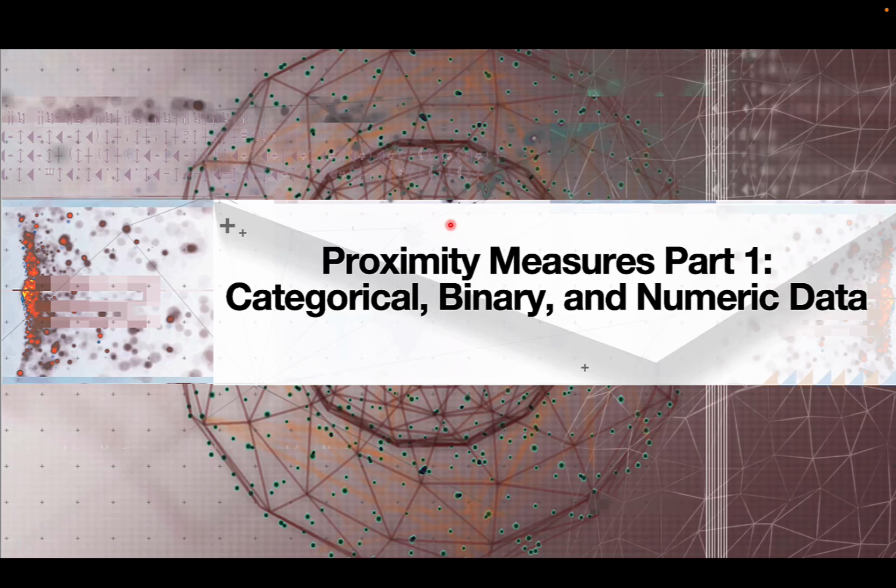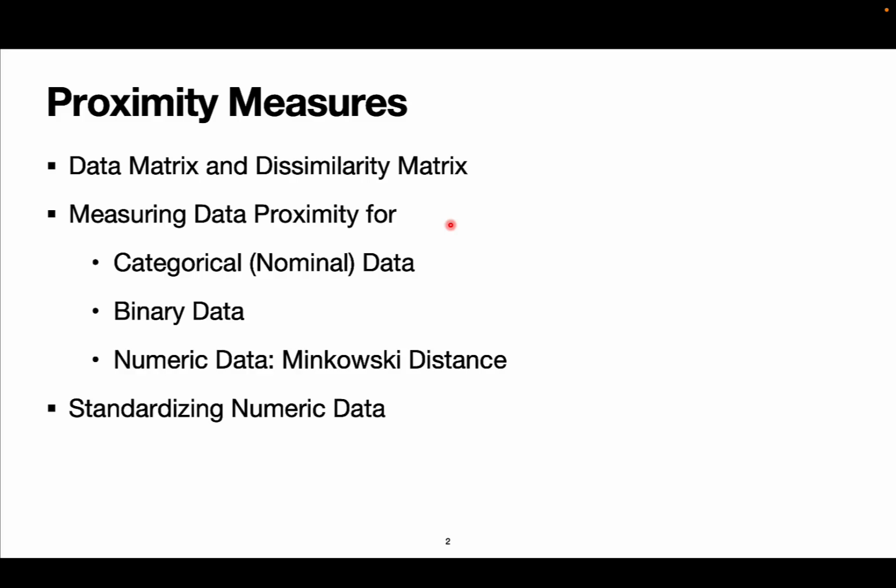In this lesson, proximity measures for nominal, binary, and numeric data, we will cover various measures of data proximity, including categorical, binary, and numeric data. We will start with defining terms like similarity, dissimilarity, and proximity. After that, we will study measures or functions that operate on different data types, like nominal, binary, and numeric. At the end, we will look at techniques for standardizing data.